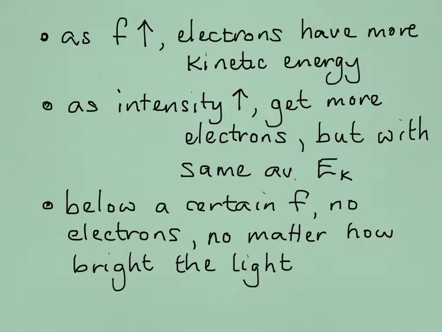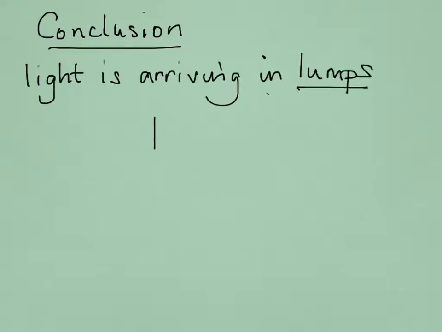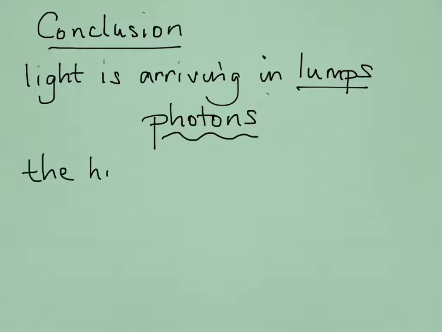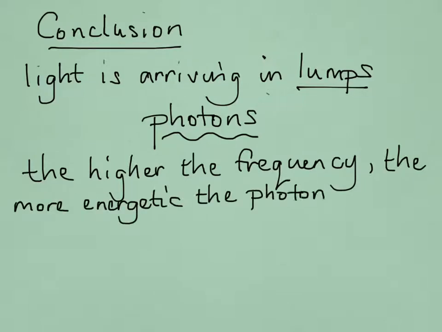Now, if light is a wave, a nice smooth thing that the electrons could receive and sort of save up until they had enough energy to escape, none of these things would be true. So there had to be a different explanation for what's going on. So the conclusion was that the light is actually arriving in lumps of energy, and we call those lumps photons. So the higher the frequency, the more energetic the photon.